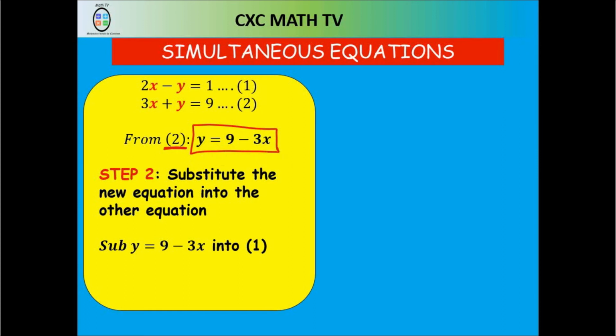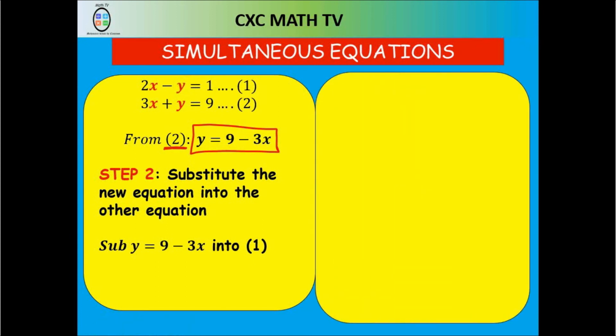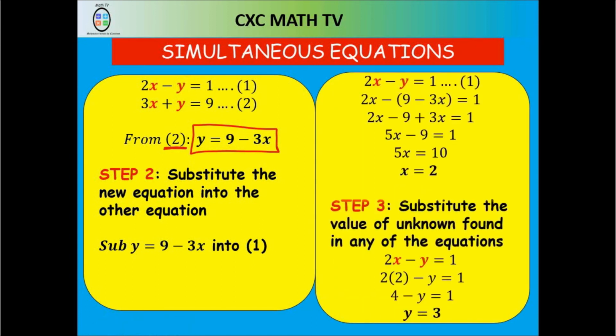We have to substitute it into the other equation. So we substitute 9 minus 3x into equation 1 for y. So let's go ahead and do that. It's going to become 2x minus y. But when you plug in where y is, remember y is 9 minus 3x. So where you plug this 9 minus 3x in for y, it's going to become 2x minus in bracket 9 minus 3x, and that will be equal to 1.